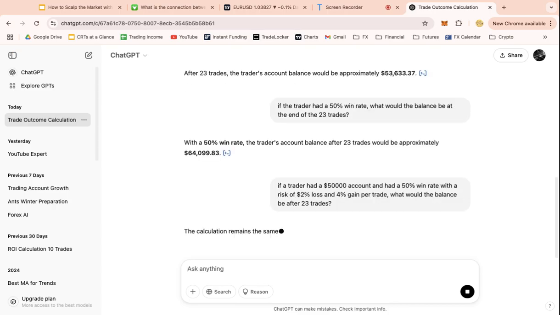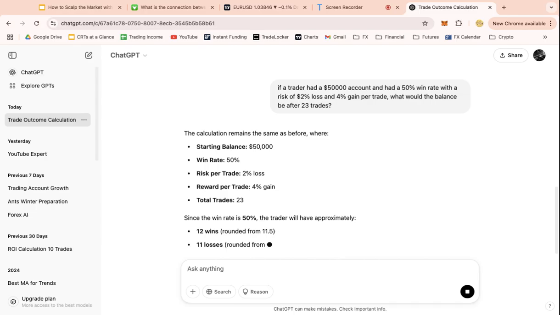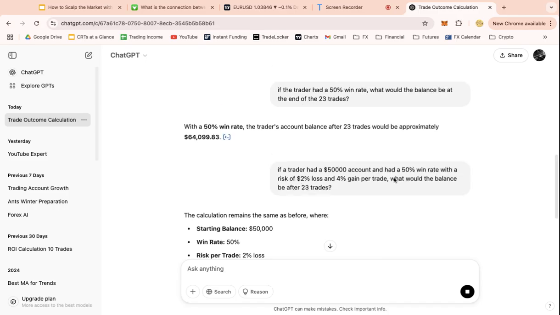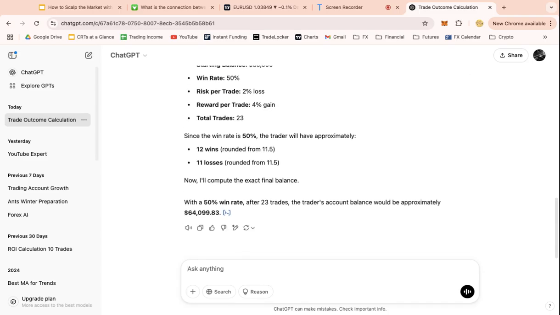All right, so we're going to let that work itself out. I just want to double check the math because I don't know if it started from the profit of the 53 grand or just a flat 50 grand. Okay, and it's saying it's the same. So yeah, that's what, $14,000. So if you win half your trades on a $50,000 account, that'd be an extra $14,000. Of course, after the profit split, it wouldn't be the whole 14, but I think you get the point.